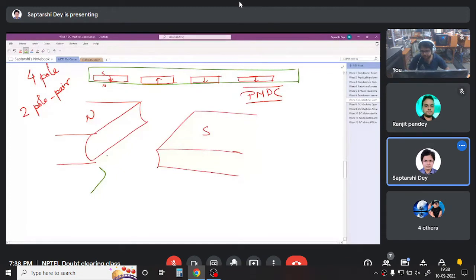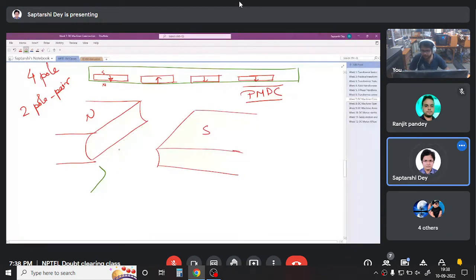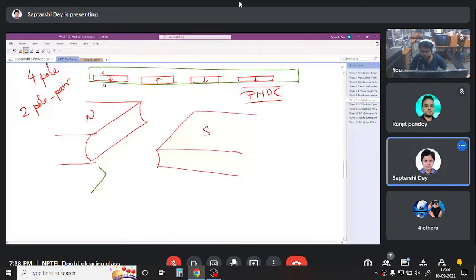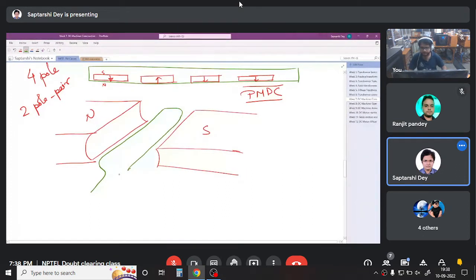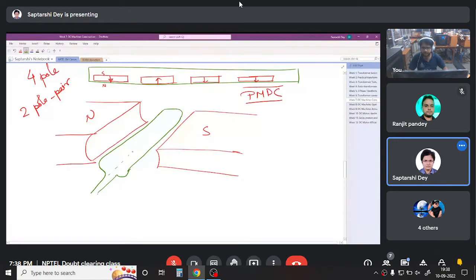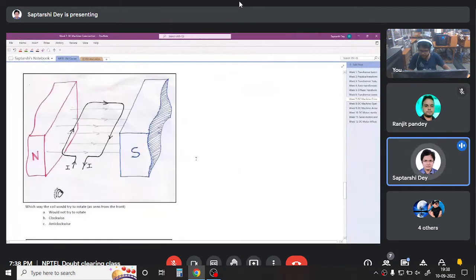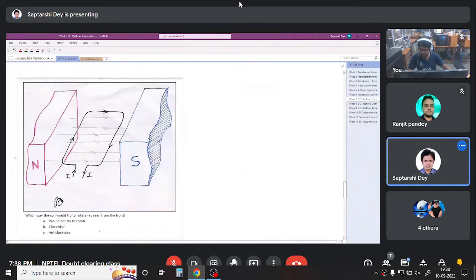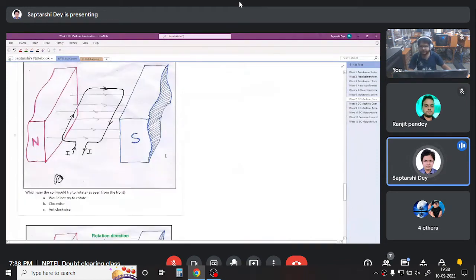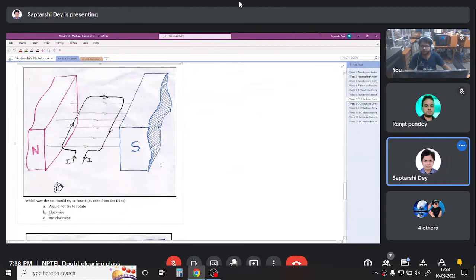Let me draw it. The coil goes like this and comes back. We have a coil, and this is the coil axis. Okay, so let us take this diagram. We were just trying to use this diagram.